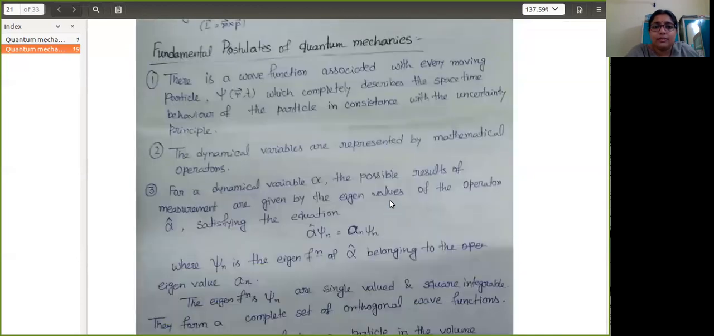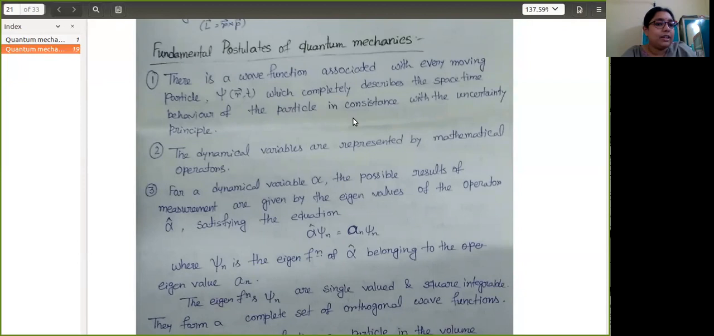Before that, first know the fundamental postulates of quantum mechanics. You have to remember all the fundamental postulates, which state that there is a wave function psi(r, t) associated with every moving particle, which completely describes the space-time behavior of the particle in consistence with the uncertainty principle.